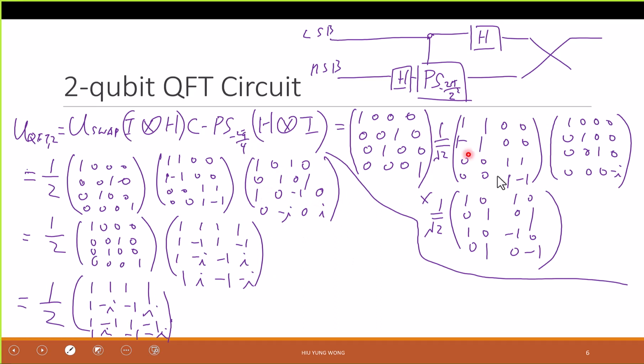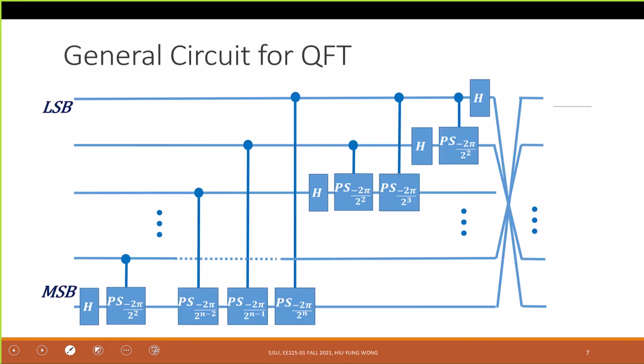Not necessarily. For matrix multiplication, you can go from right to left also, because they are associative. You can group them, right? A times B times C is equal to A times B and then times C, or B times C first and then A times B. You just cannot reorder them, but you can do them in a different order. I like to go from right to left, particularly when you want to see the intermediate result. Once I get this matrix, I will be able to know what is here by applying my gate to my input state. Okay, now this is the general circuit.